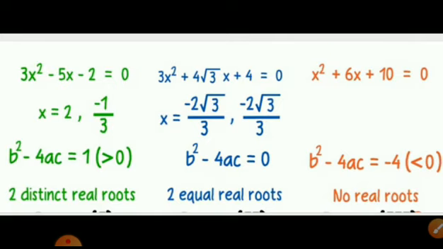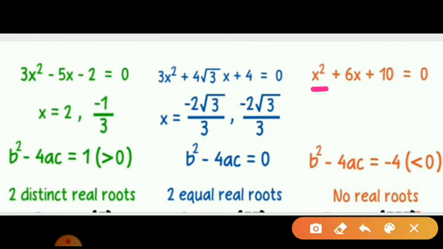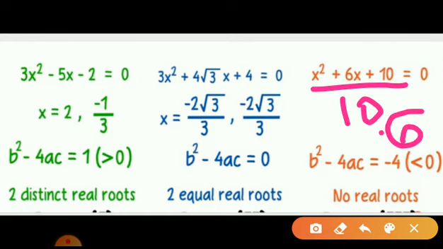That means the given quadratic equation has no real roots. Suppose I try to find them by splitting the middle term: my product should be 10 and my sum should be 6. So can I find that directly?